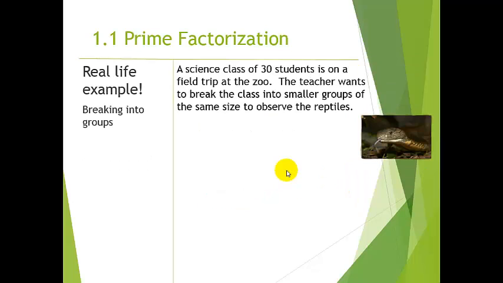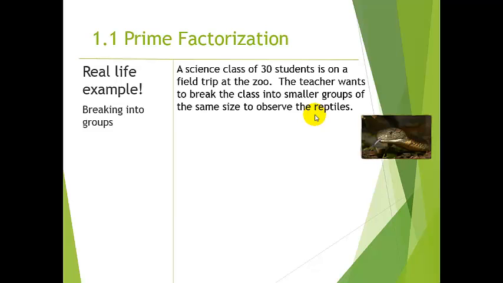And this is something that you would do if you were trying to figure out how you can break groups, what different size groups you could make. So let's take a look at this one. A science class of 30 students is on a field trip at the zoo. The teacher wants to break the class into smaller groups of the same size to observe the reptiles. That's basically so not everybody's running together.